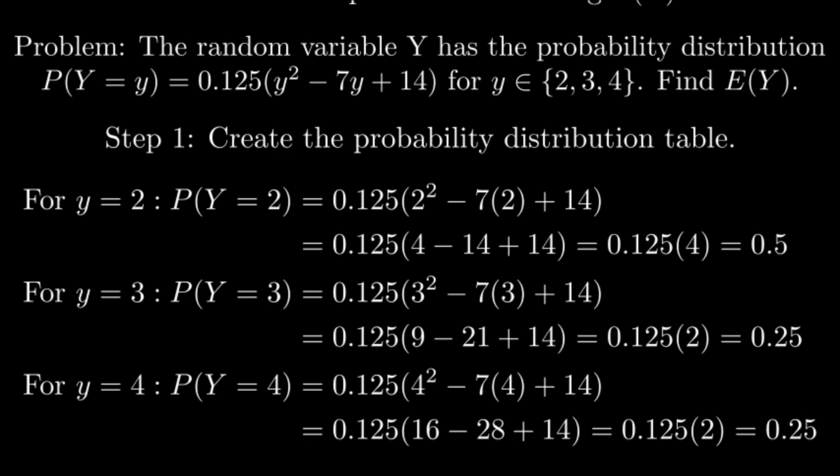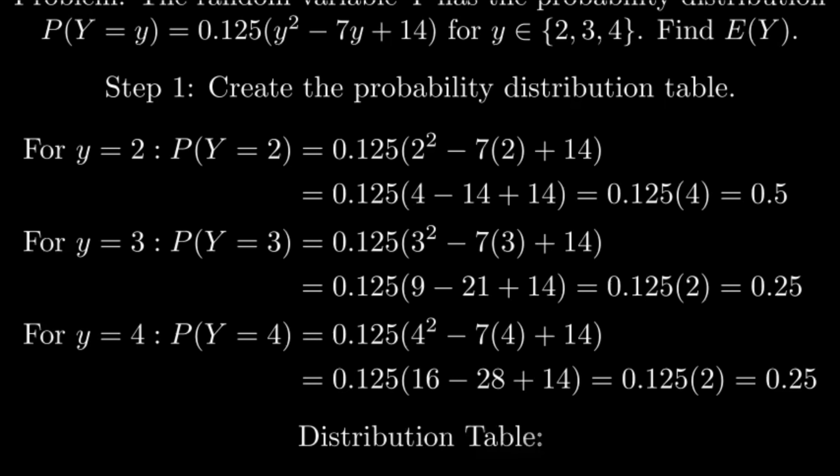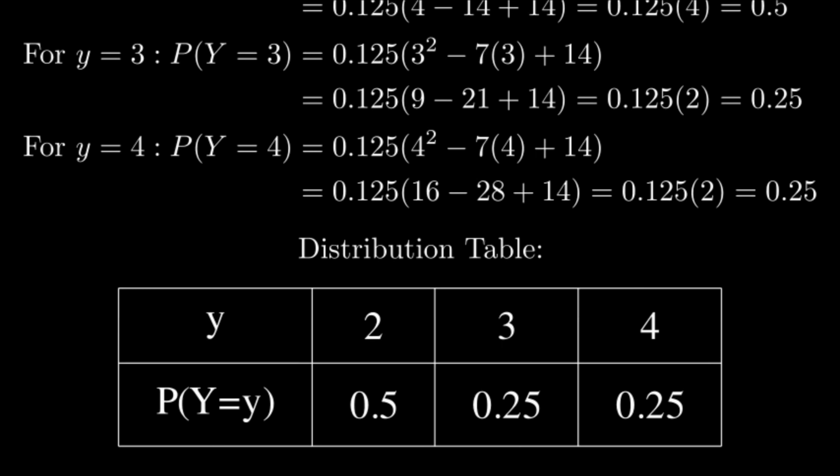When y is 3, we get 9 minus 21 plus 14, which is 2. 0.125 times 2 is 0.25. And when y is 4, we get 16 minus 28 plus 14, which is also 2. So the probability is again 0.25. Let's put this into our table. Notice that the probabilities 0.5, 0.25, and 0.25 add up to 1, as they should.